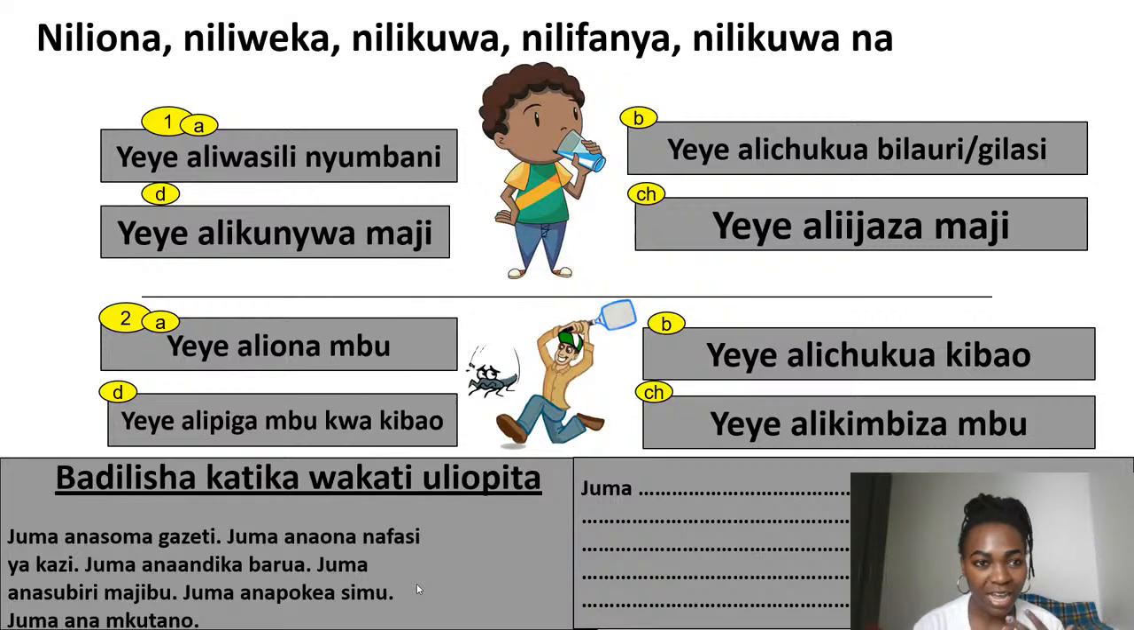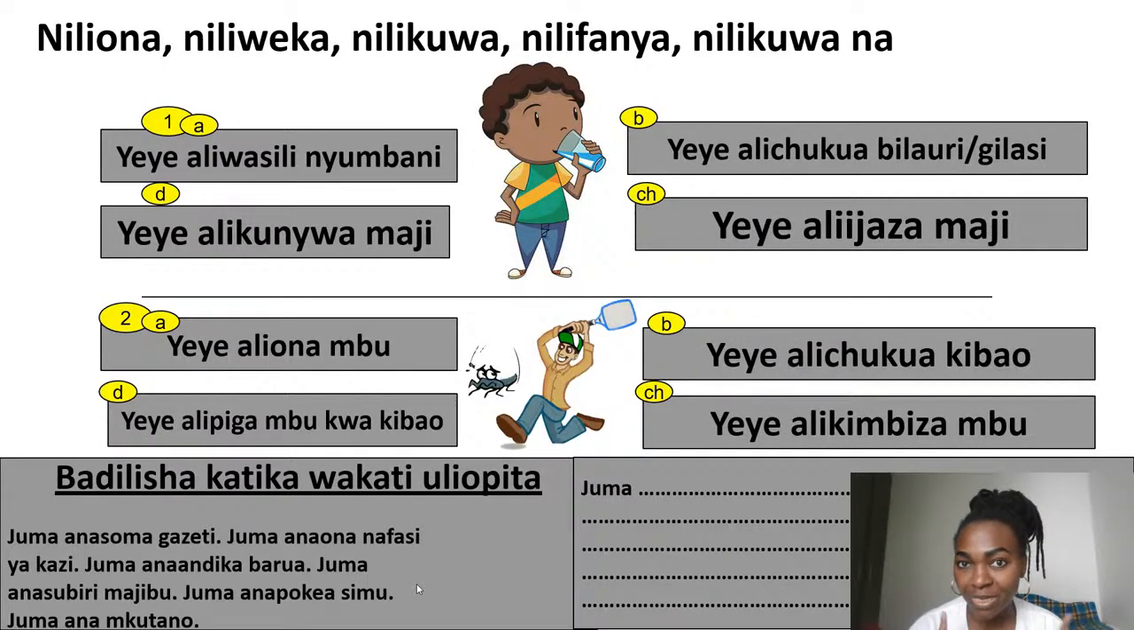And now at least you see how to create past sentences. And this is what we have now. Yeye aliwasili, yeye alipiga. So this is the third person singular. With that being said, I believe the previous video says a lot about the past tense, but here we're just going to focus on the negation of this past tense.